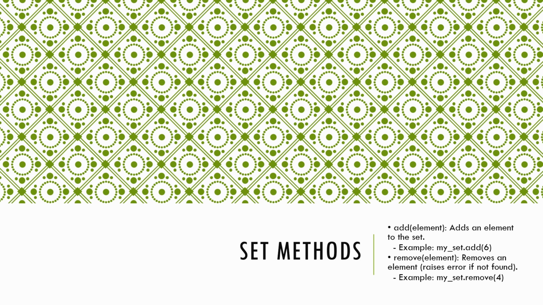Sets have several useful methods. The add method lets you add elements to a set. For example, mySet.add(6) adds 6 to the set. The remove method removes an element from a set. But be careful, if the element does not exist, it raises an error. For example, mySet.remove(4) will remove the element 4 from the set.